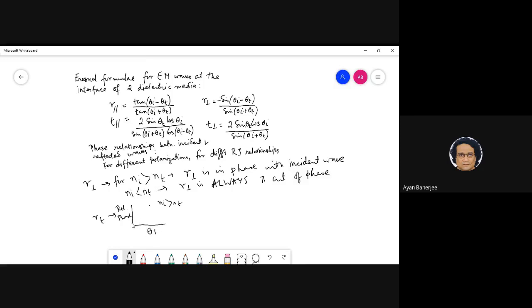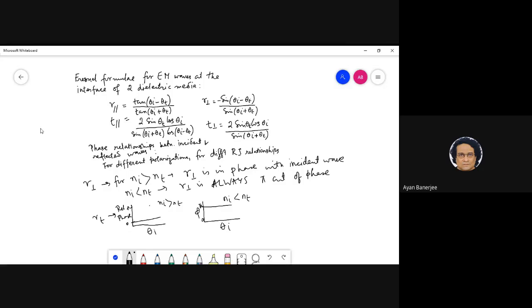So this is always, say I'm saying that this is 0, that is pi, this is always 0. And what will be the other one? Ni less than Nt, again phi versus theta I, this is always pi. Fine, right? No problems at all.